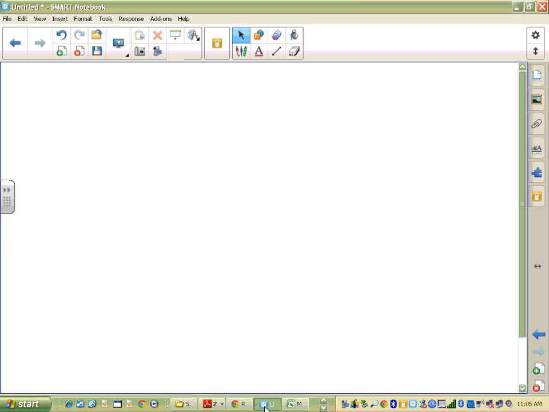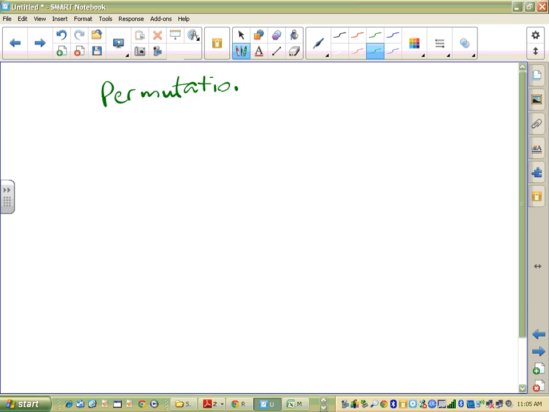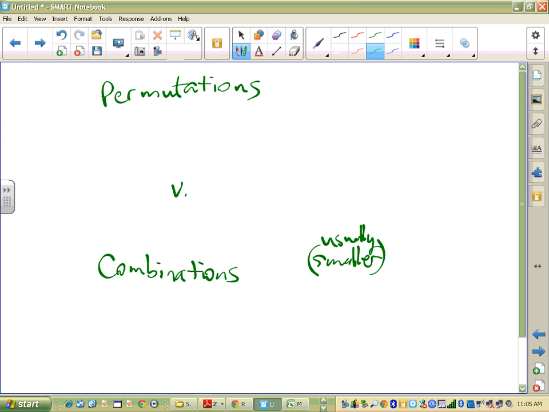Okay. So you might ask yourself, other than the fact that combinations are smaller, what's the difference? Permutations versus combinations. I can spell. Almost wrote combinations. Combinations are usually smaller, not always. Sometimes they're the same size, but usually they're smaller. Similarly, then, permutations are usually larger.